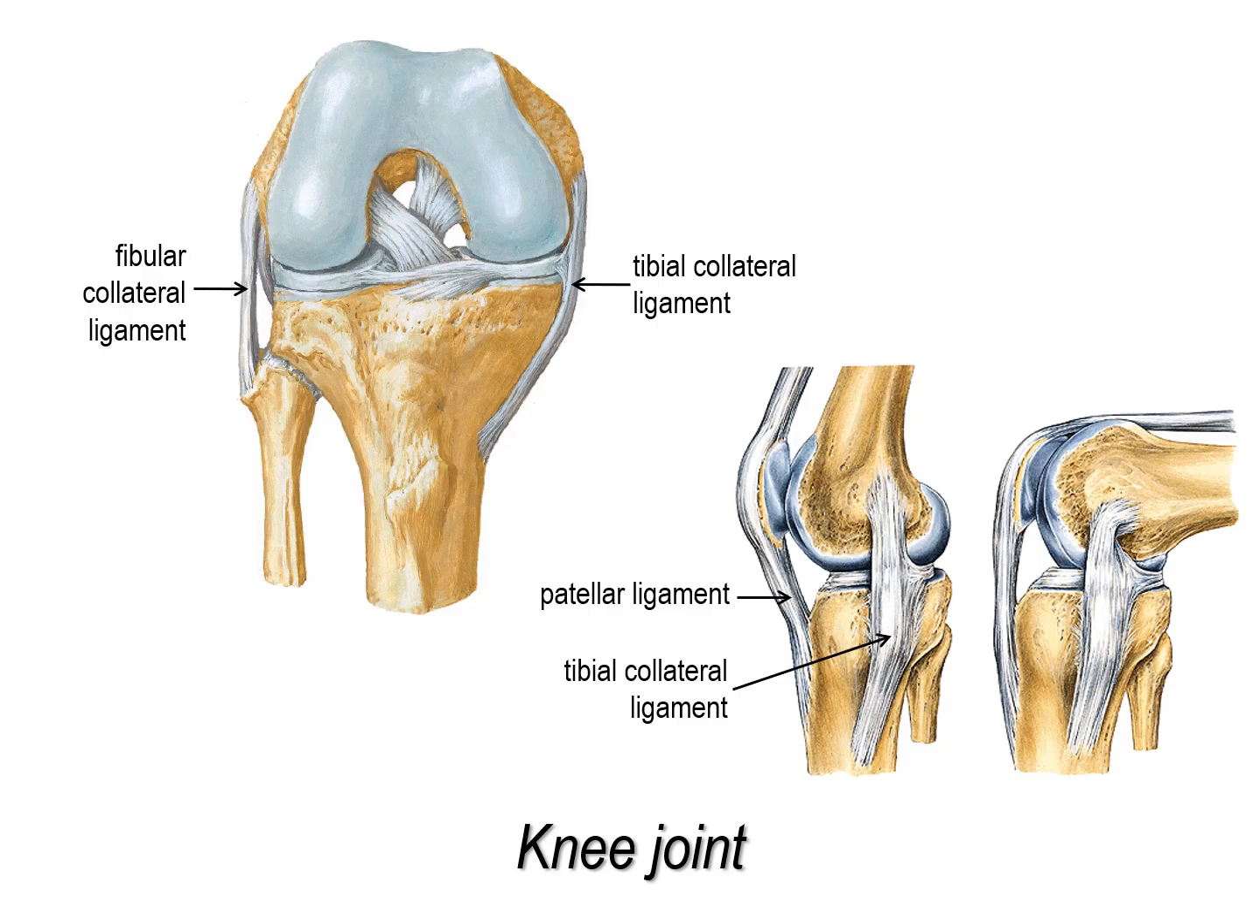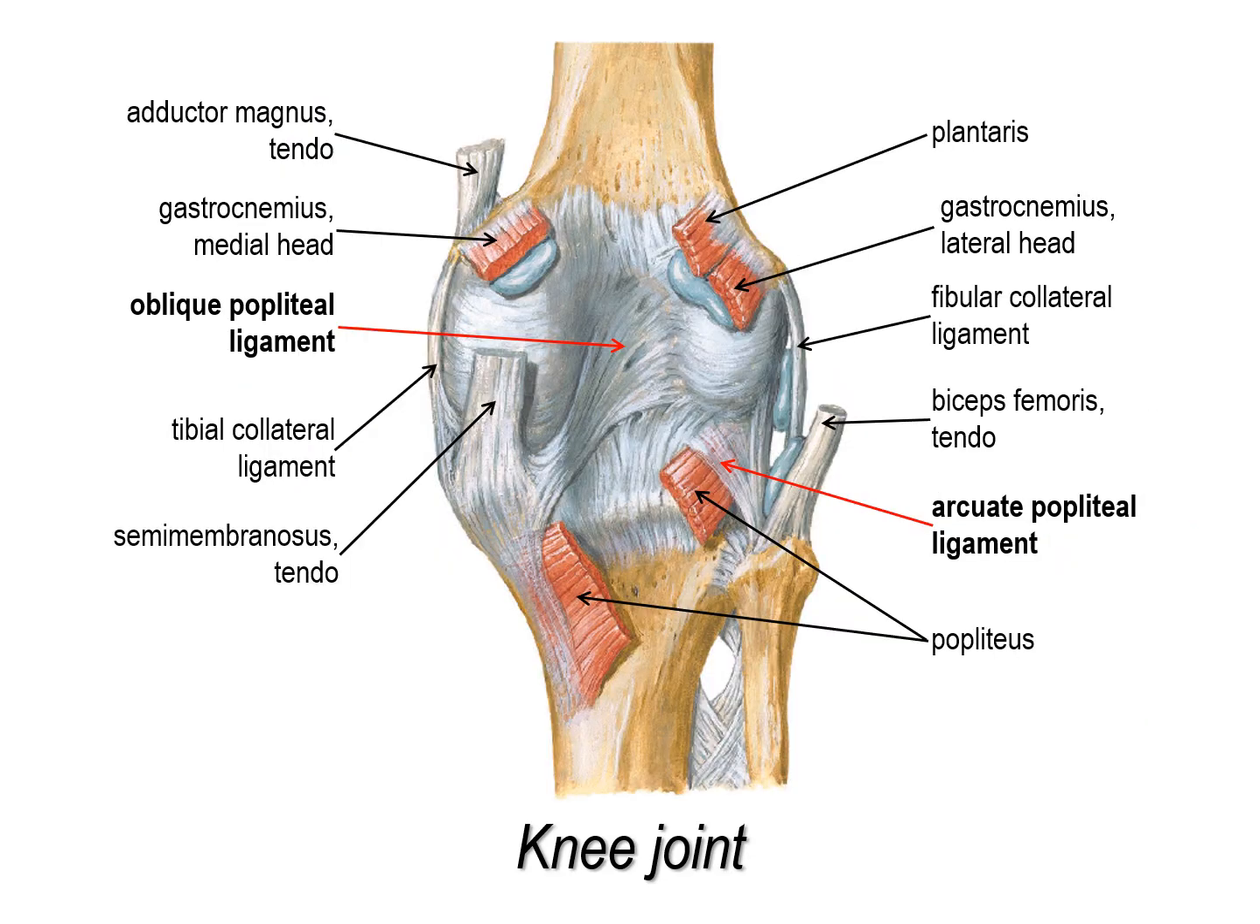Fibular ligament, or fibular collateral ligament, is a short and cord-like ligament. Above, it is attached to the lateral epicondyle of the femur, while below it is attached to the head of the fibula in front of its apex. The posterior extra-articular ligaments of the knee joint are the oblique popliteal ligament and arcuate popliteal ligament.